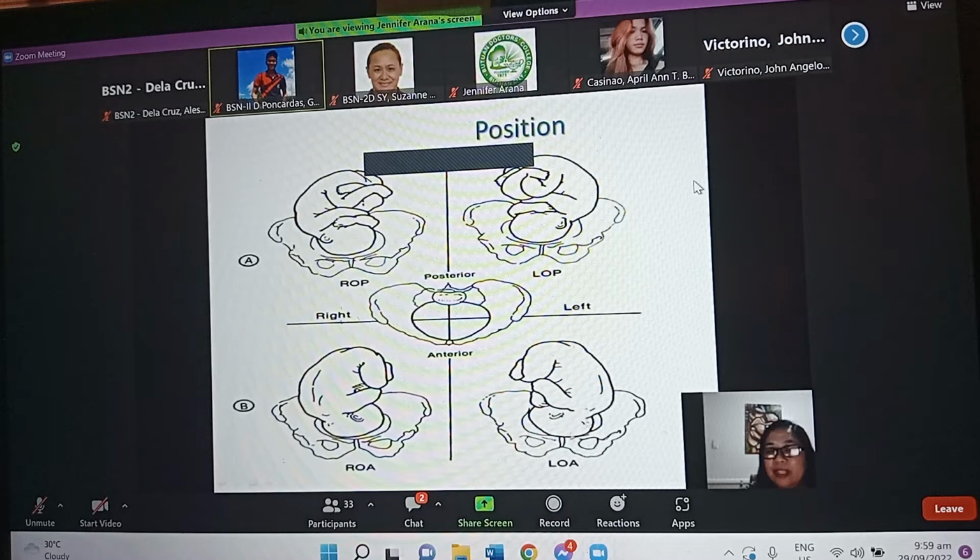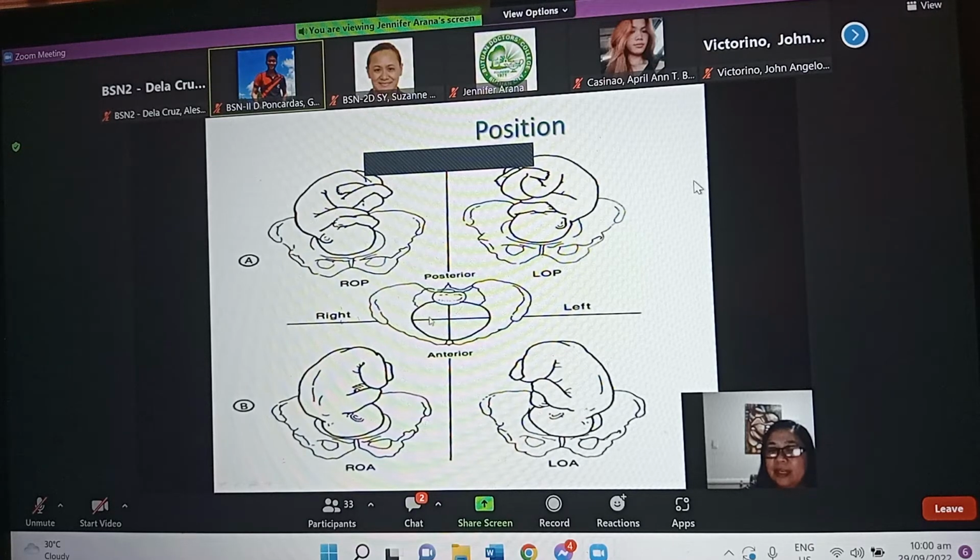This is left occiput anterior. The presenting part is the occiput. It rests on the left side of the mother and also on the anterior part of the mother. So, imo lang imagine ning 4 quadrants sa mother's pelvis. Okay?